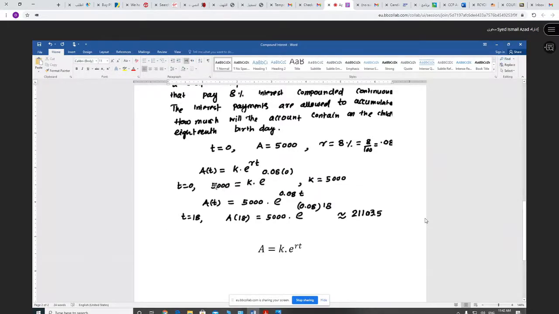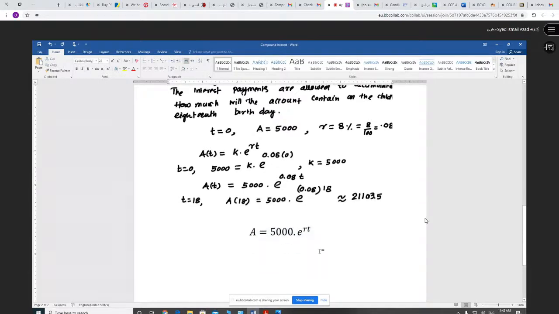So the value of K, how much? By solving this equation, you get the value of K. K is 5,000. So now our formula A equals K e^(rt) becomes this. Now I have calculated K. K is 5,000. This is why I did these first two steps. Now I have my formula: amount A equals 5,000 e power rt.